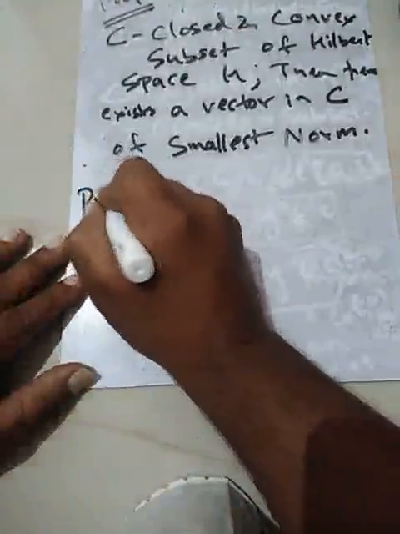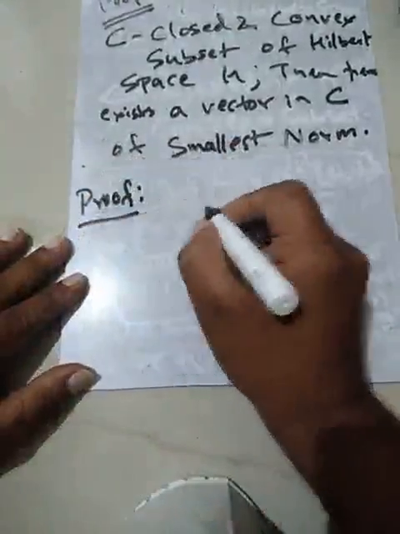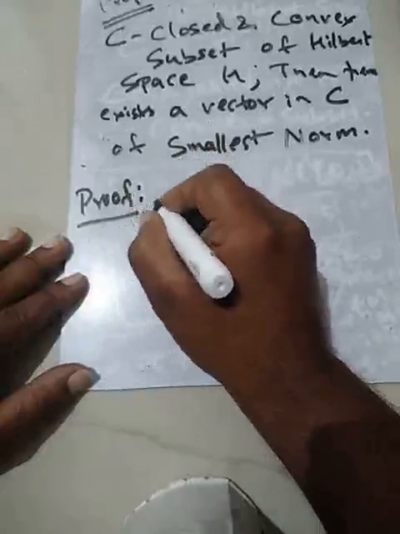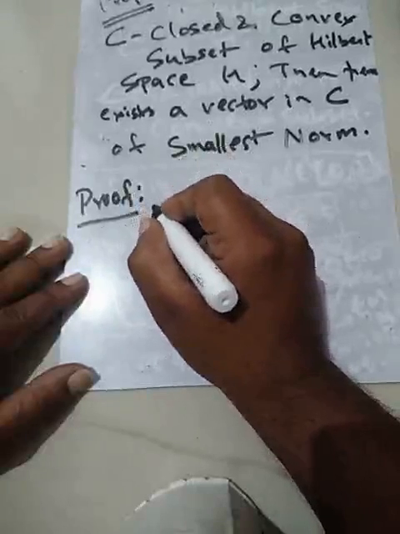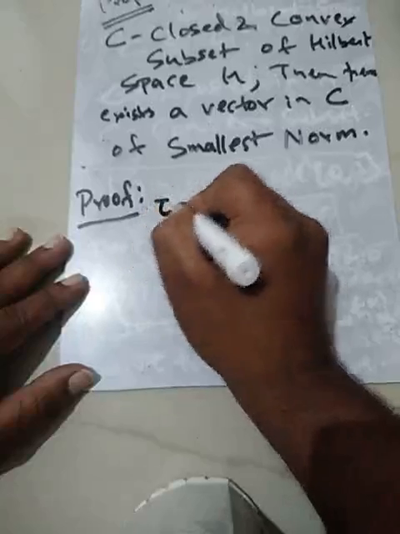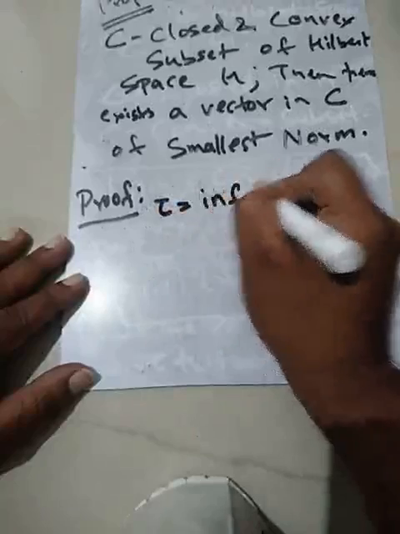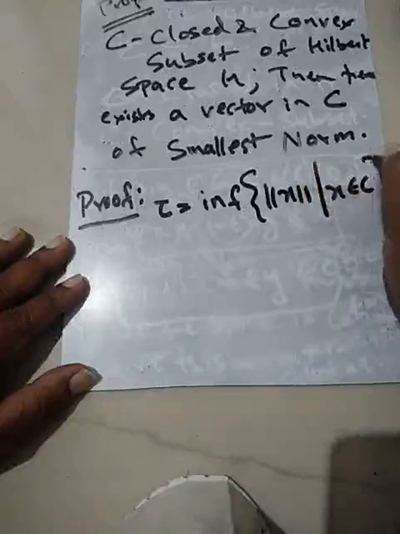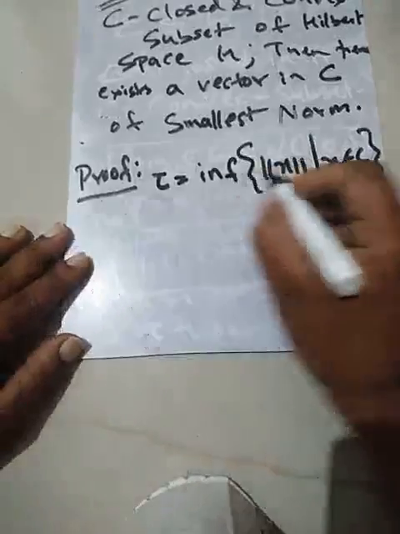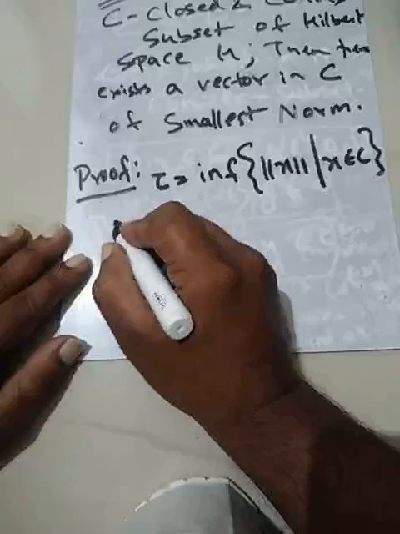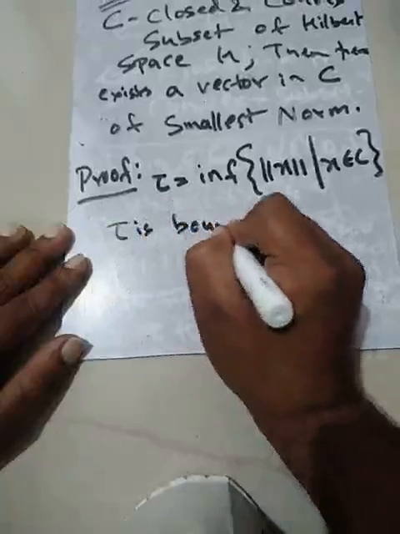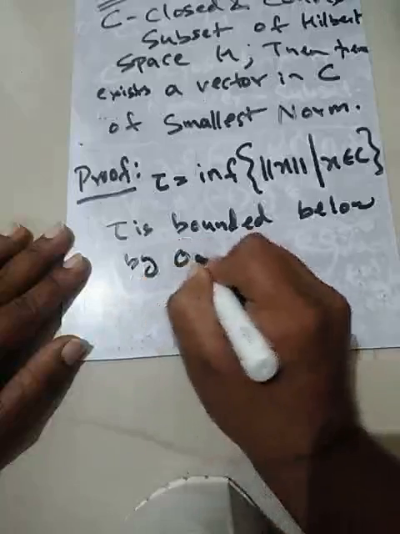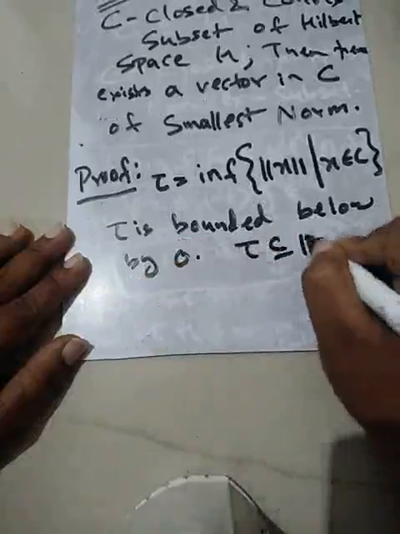Okay, proof. So what do we do? We look at the following set. Let's say H is a Hilbert space and C is a set in it. Let's say tau is the infimum of the norm of x such that x is in C. Now note that there is a norm here, so tau is bounded below by 0.